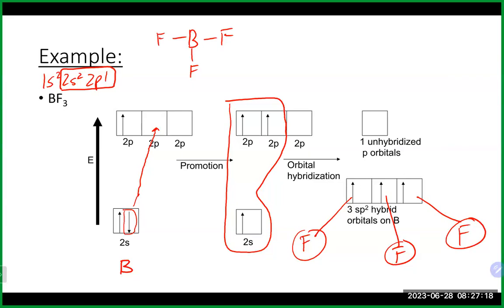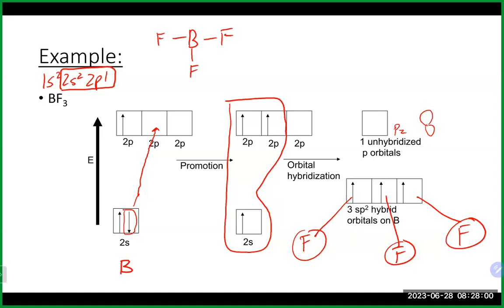Now, when you want to figure out the hybridization, a lot of times you can start with the Lewis structure and figure it out based on how many electron pairs you have around the central atom. So that will help you determine what type of hybridization is going to occur. In this case, we do have our pz orbital here that is unhybridized.